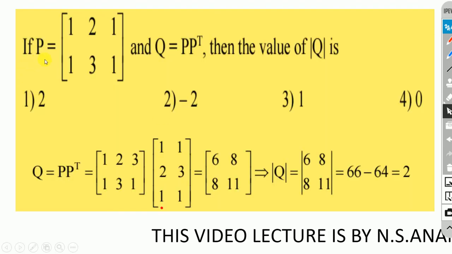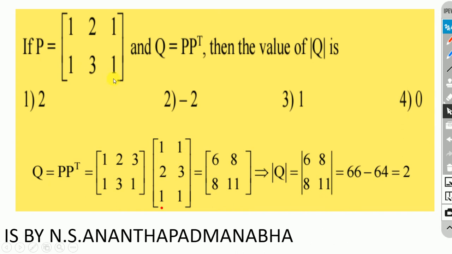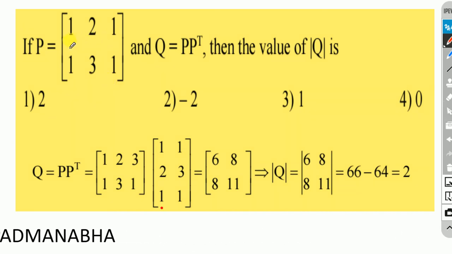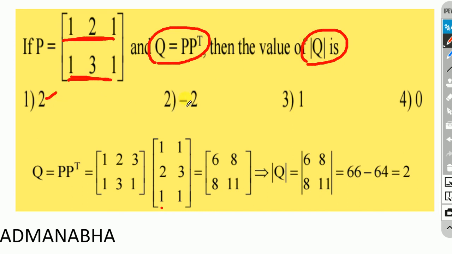P is equal to a matrix of order 2 cross 3, that is matrix 1 2 1, 1 3 1 here, that is first row has the elements 1 2 1 and second row has 1 3 1, and Q is nothing but the product of P and P transpose. Then the value of determinant of Q is, options are 2, -2, 1 and 0.